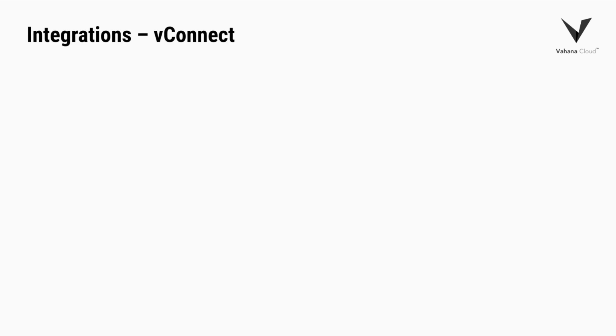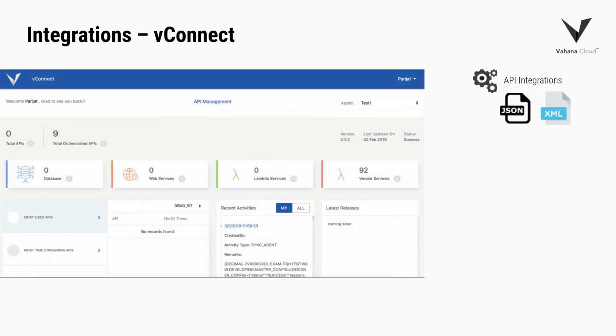The next step in the application design process is adding external services and databases. For this, Vahana comes with a very comprehensive middleware layer known as VConnect. VConnect enables you to connect with both JSON and XML type APIs easily using simple UI configurations.